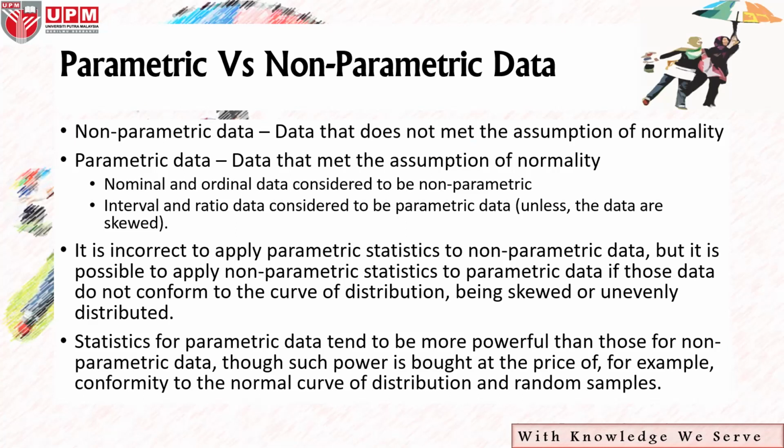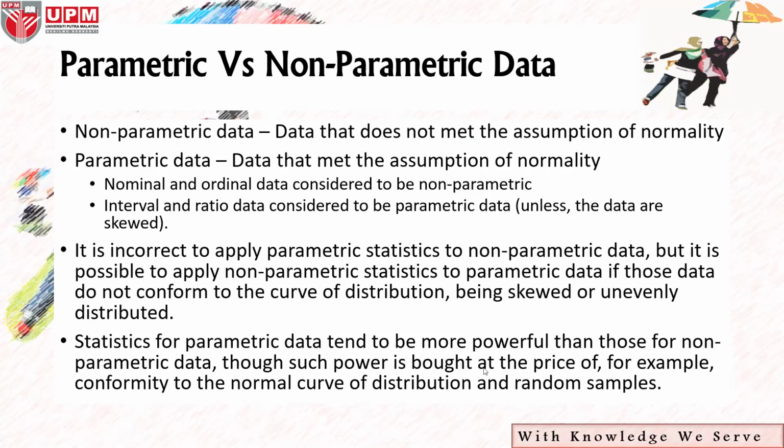But if you have the parametric data that fulfill the criteria of normality, you can use either the parametric statistic or non-parametric statistic. Dua-dua boleh kalau data kita normal. Kalau data tak normal, you have no choice. You only can use the non-parametric analysis. Okay, so statistic for parametric data tend to be more powerful because you can add more flavor, you can add more description on the finding compared to those non-parametric data.